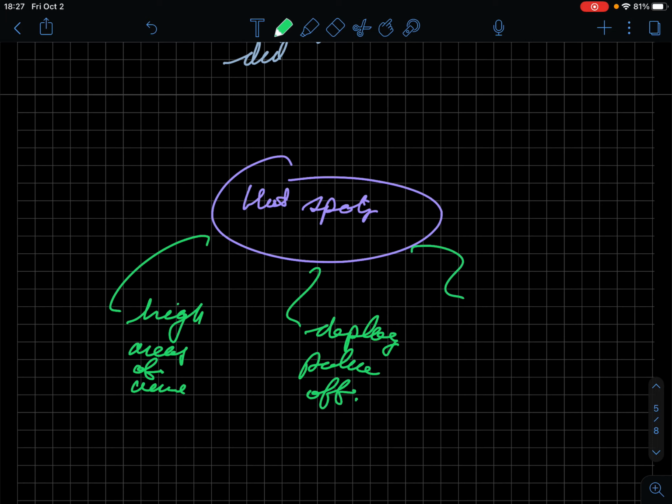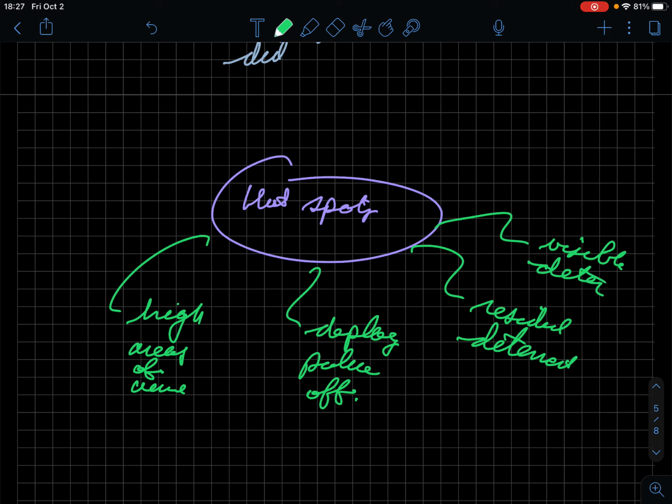to those spots in order to create a residual deterrent effect and also a visible deterrent. So when you send officers to an area where you think crime is going to happen, they're patrolling, keeping an eye out on things, and so on. With that visible deterrent, you're able to make a determination whether or not something is effective at curbing crime, right?